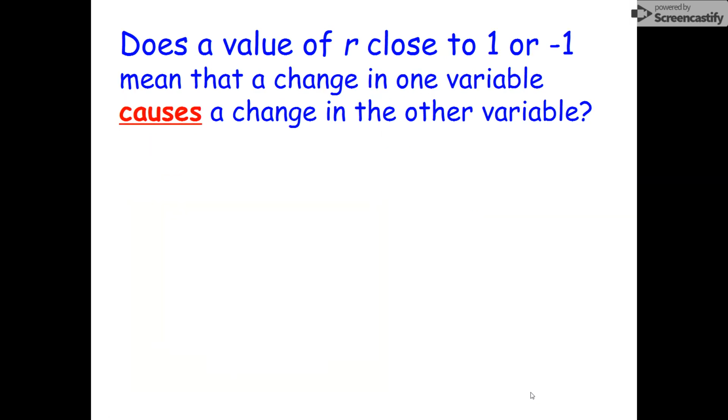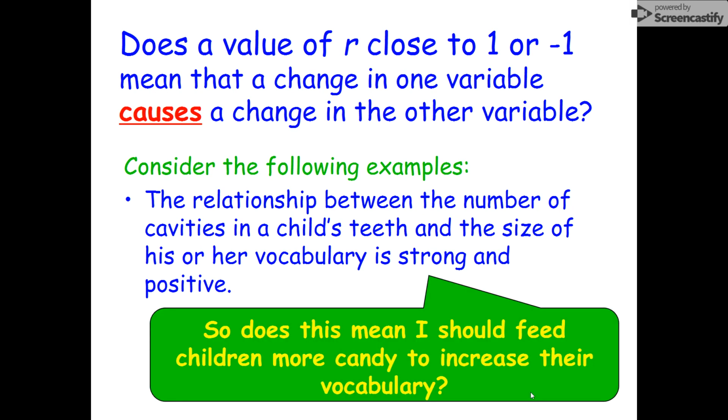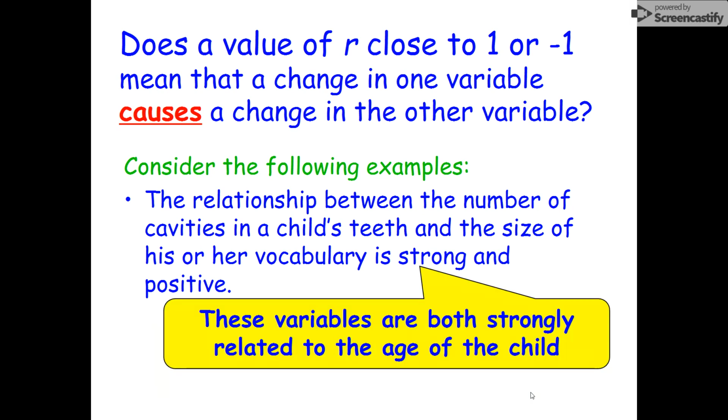Okay, so does a value of R close to 1 or -1 mean that a change in one variable causes a change in the other? So this is going to be a big concept you have to know. For example, the relationship between the number of cavities in a child's teeth and the size of his or her vocabulary is strong and positive. So they're saying that there was a relationship here. Okay, so does that mean that you should feed your children more candy to increase their vocabulary? No.